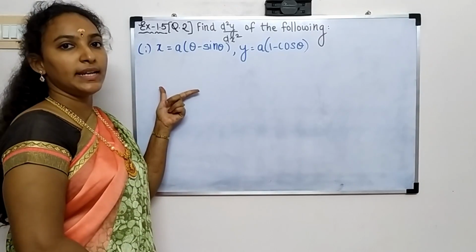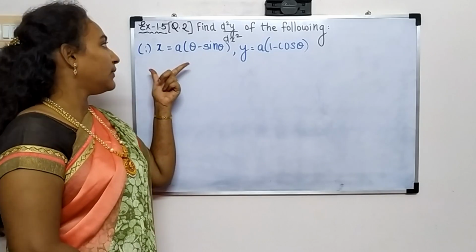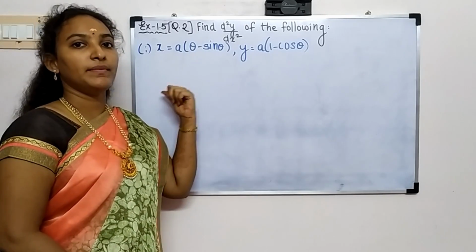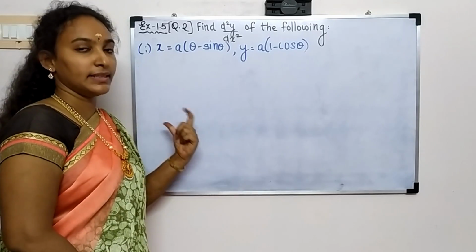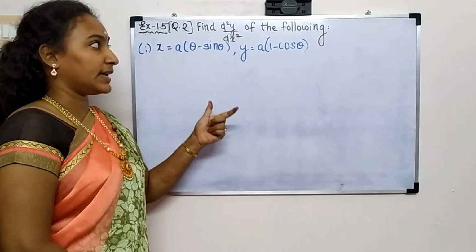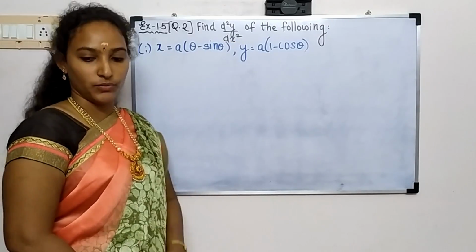Once we differentiate x and y with respect to theta, we get dx by d theta and dy by d theta. When we divide both of them, we will be getting dy by dx. Then we will be differentiating with d by dx again to get d square y upon dx square. Let's start with that now.